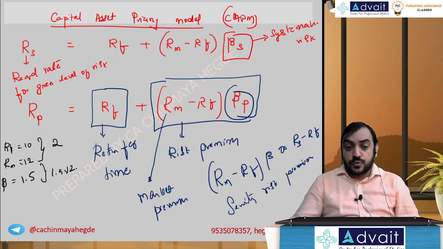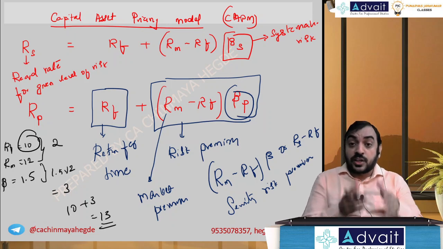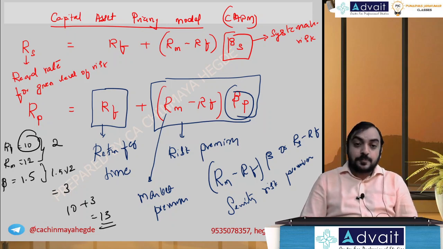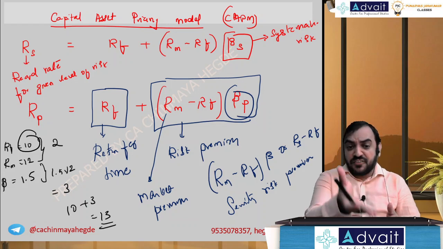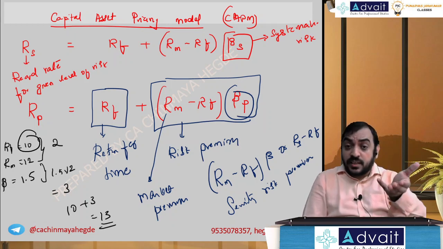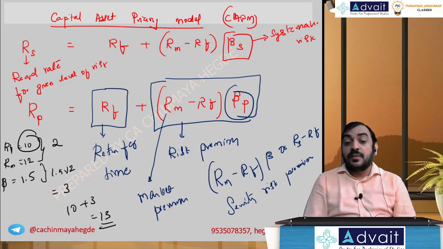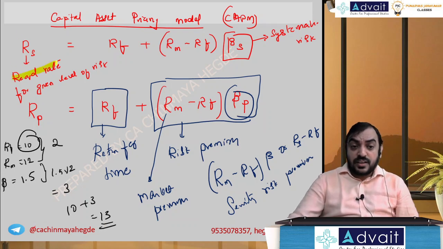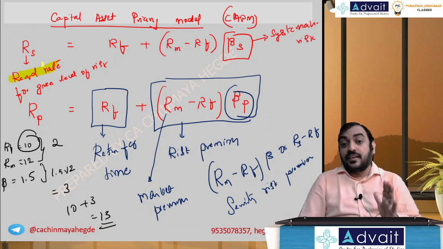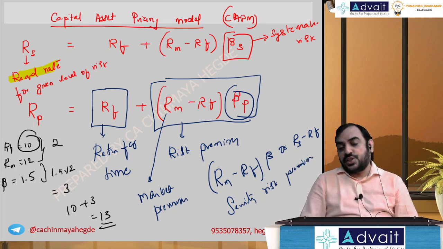So 1.5 times 2, I need to get a risk premium of 3%. So 10% risk-free plus the risk premium. Ultimately, my security should give me 13% return for taking so much risk. That is what RF 10, plus RM minus RF, 12 minus 10, into beta 1.5. Because I take more risk than the market, I need to get more risk premium than the market. That is what is justified by RM minus RF. And remember, this is just a required rate, or you can also say expected rate. Actual rate is different. And based on the actual rate, you make a decision.